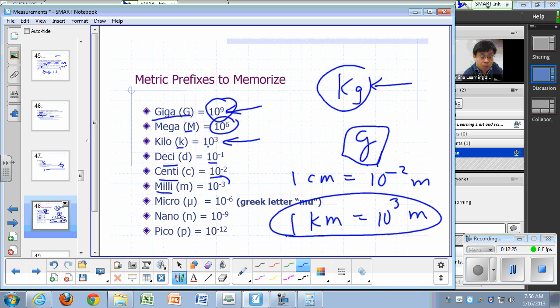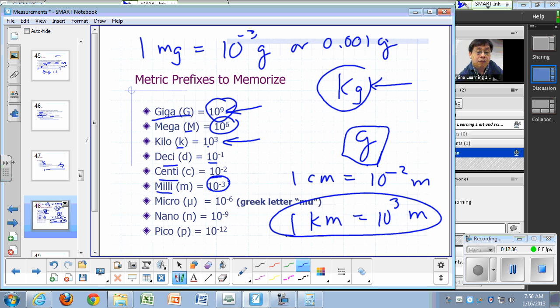It's 0.001, 10 to the negative third. So 1 milligram would be 10 to the negative 3 grams, or 0.001 gram. By the way, how many sig figs are in this 0.001 gram in this definition?